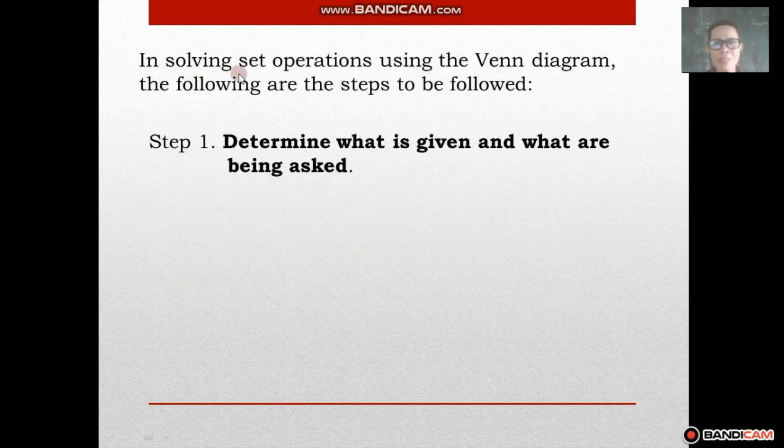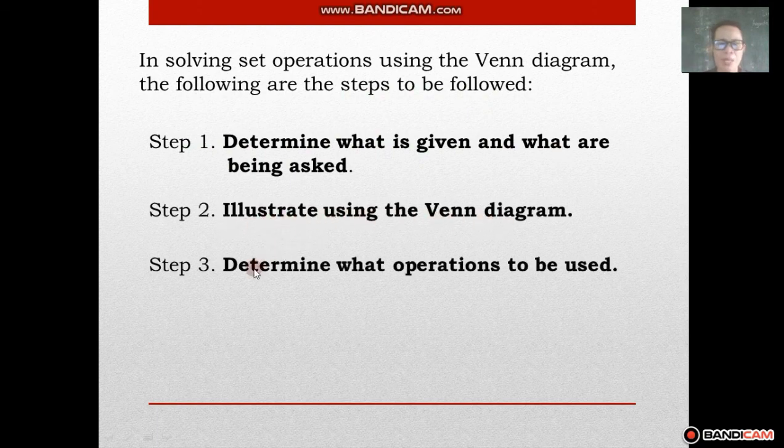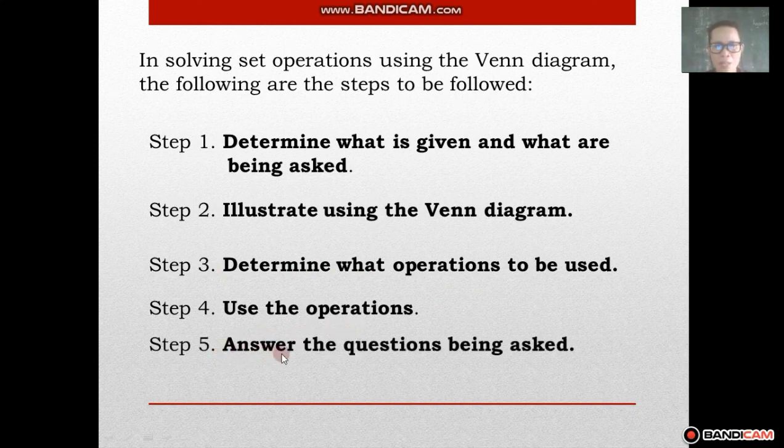Okay, in solving set operations using the Venn diagram, the following are the steps to be followed. Number 1. Determine what is given and what are being asked. Number 2. Illustrate using the Venn diagram. Number 3. Determine what operations to be used. Number 4. Use the operations. And number 5. Answer the questions being asked. Alright guys, I want you to memorize all of the steps. Alright? Okay, let us take this example.